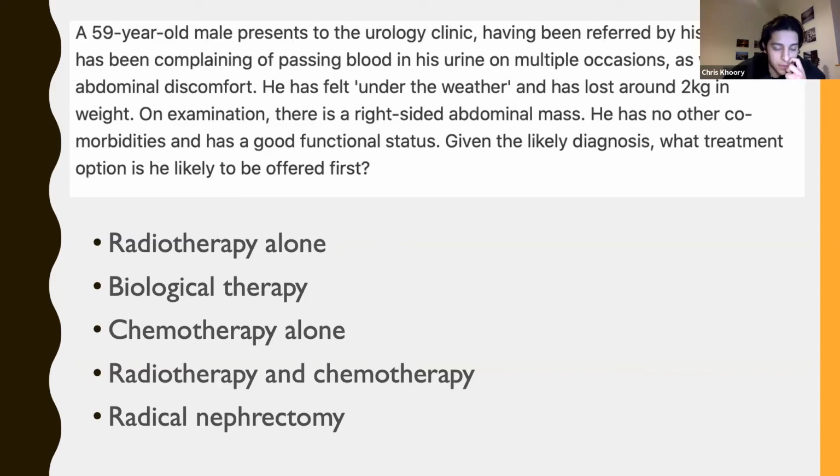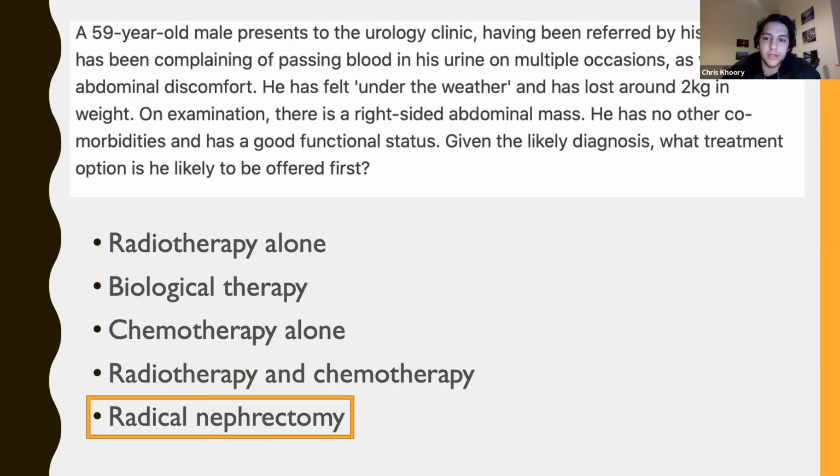Okay, so the correct answer to this is radical nephrectomy. Renal cell carcinoma, as we said, usually presents with a triad of hematuria, abdominal mass, and loin pain. There may be associated malaise and weight loss. Radiotherapy and chemotherapy may be offered, but renal cell carcinoma is quite resistant to these usually. So surgery is therefore the first line option. You can use biological therapies, but these are usually used for those with extensive or metastatic disease, or those with multiple comorbidities where surgery isn't appropriate.